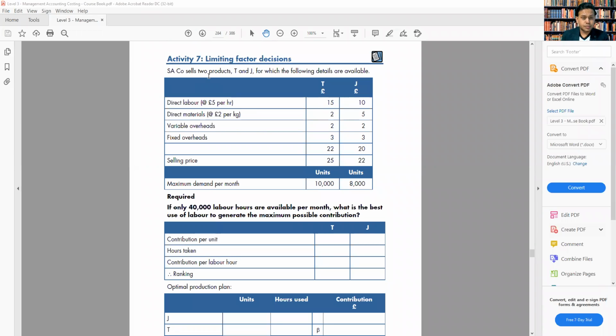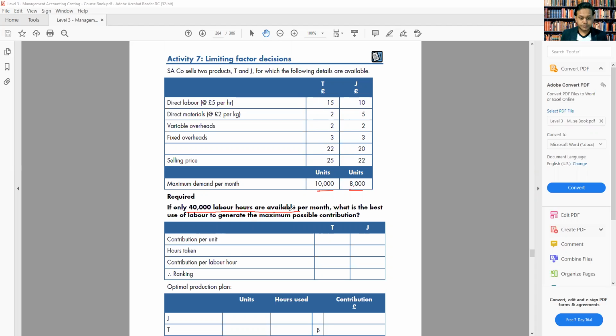SA Co sells two products, T and J, for which the following details are available: direct labor, direct material, variable overhead, fixed cost, the selling price, and maximum demand of 10,800. The requirement: if only 40,000 labor hours are available per month, what is the best use of labor to generate the maximum possible contribution? So what is the best way to get the maximum profit for the company?